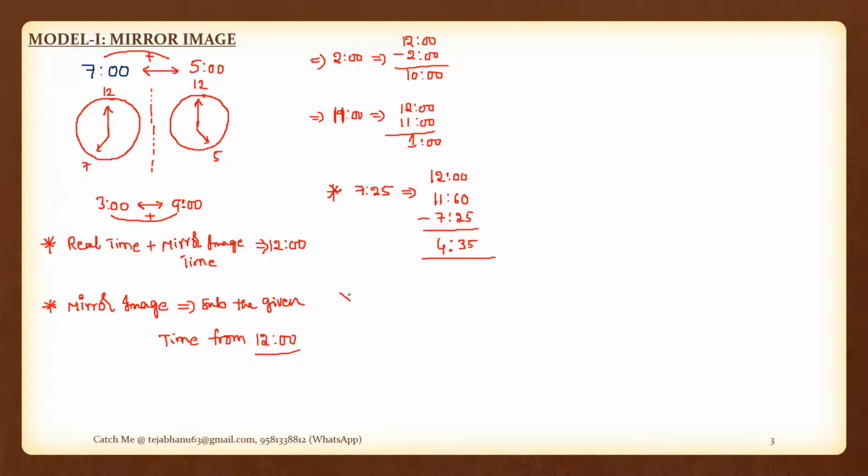See, I want the mirror image of 10:14. Subtract it from 11 hours 60 minutes. 11 hours 60 minutes minus 10 hours 14 minutes. So it is 46, and 11 minus 10 is 1. 1:46 is the answer.